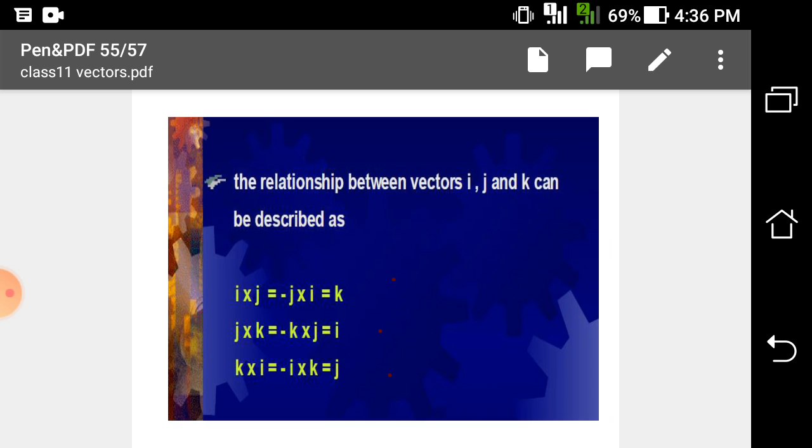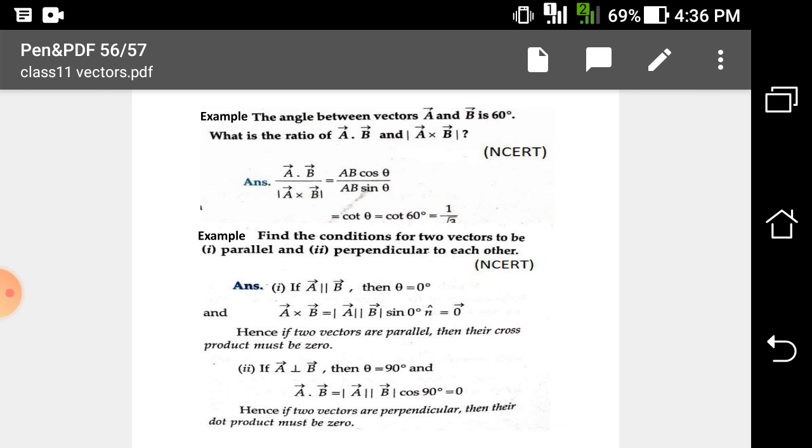So we have the next numerical related to the cross product. See the numerical, beta. The angle between A vector and B vector is 60 degree. What is the ratio of A dot B and the magnitude of A cross B? We only have to take the magnitude. So the formula for A dot B is AB cos theta. The formula for A cross B is AB sin theta only, because we have to find only the magnitude. AB cancels. We have cos theta over sin theta, that is cot theta, and cot 60 is 1 by root 3. This is the answer.